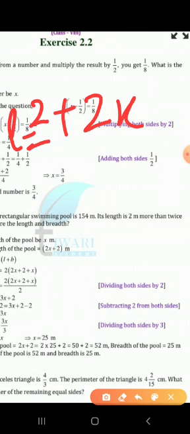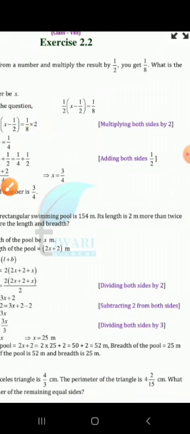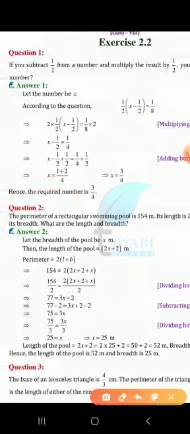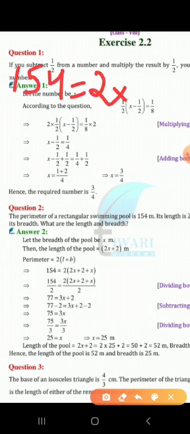And now we know the formula for the perimeter of a rectangle. If you remember, the perimeter is 2 into (L plus B). The perimeter is already given to you, so let's substitute these values into it. Perimeter is given as 154. So 154 equals 2 into (L plus B).